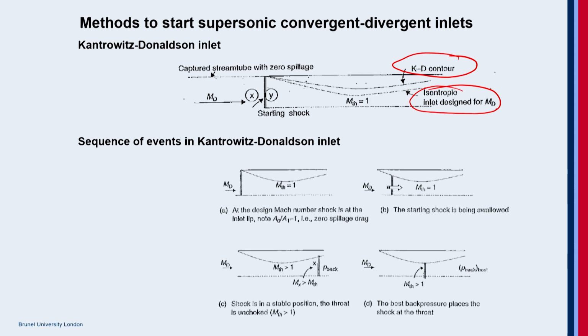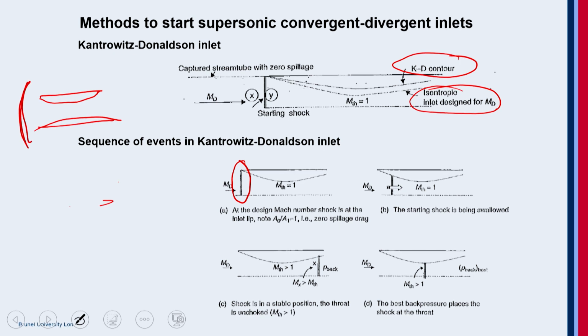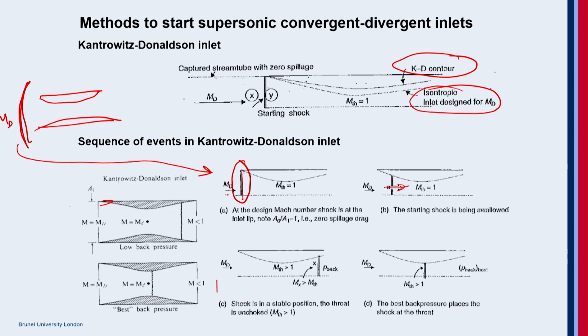So these are the sequence of events that happen in a Kantrowitz-Donaldson inlet. At the design condition, this is the most important thing. Normally, under isentropic design conditions, the shock will stay here. At MD, the shock will stay here. But now here you can see the difference. At the design conditions, it will be placed at the incipient lip position. And then immediately by itself it will start because it's highly unstable in the convergent part. And then the shock will be swallowed. The main drawback of this self-starting inlet is poor inlet pressure recovery.